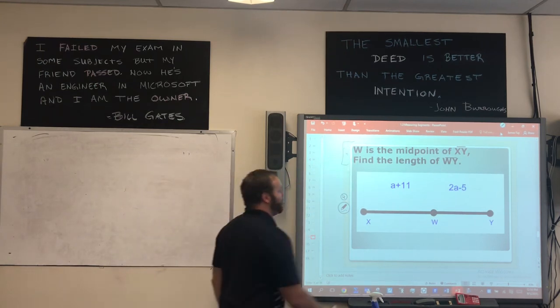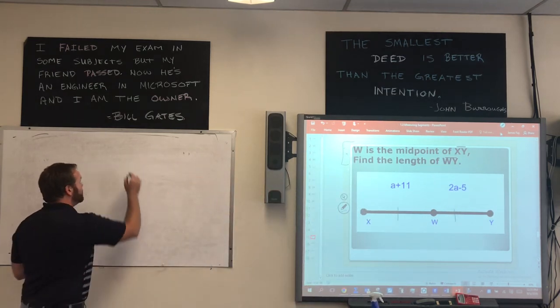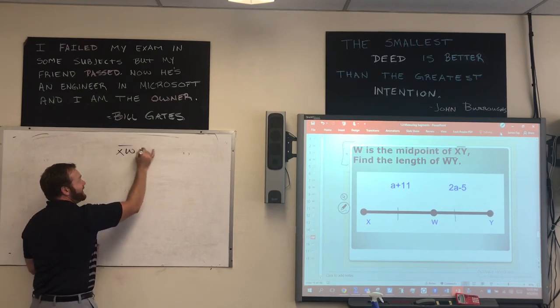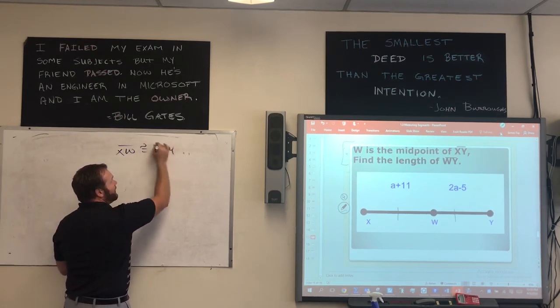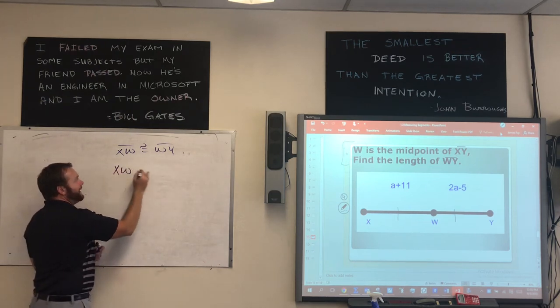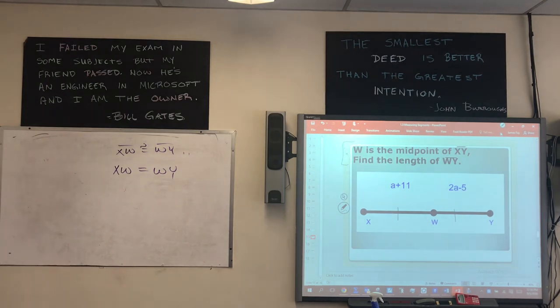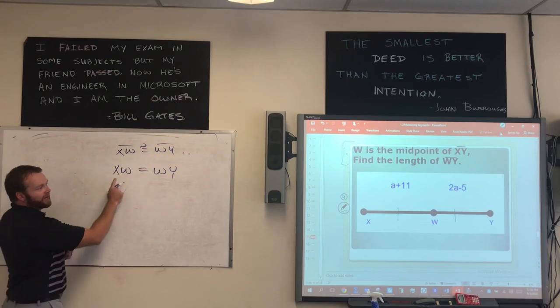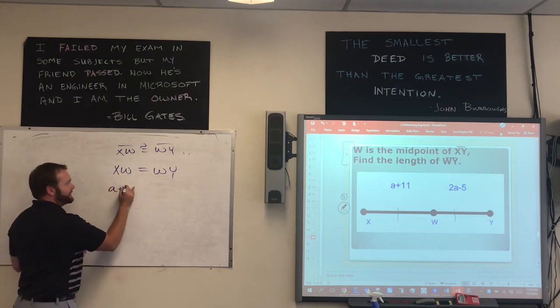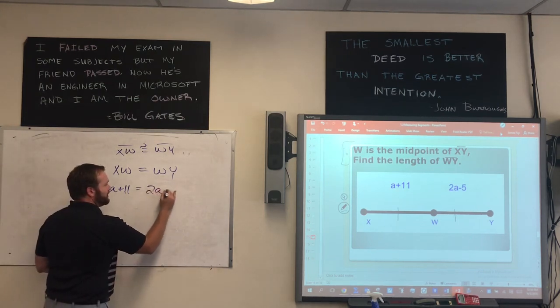It says W is the midpoint. So if W is the midpoint, we know that XW, that segment is congruent to WY. Okay? And if we know that, then length XW is the same as length WY, or that they're equal. And I have an algebraic expression for XW. XW's algebraic expression is a plus 11, right? WY's algebraic expression is 2a minus 5.